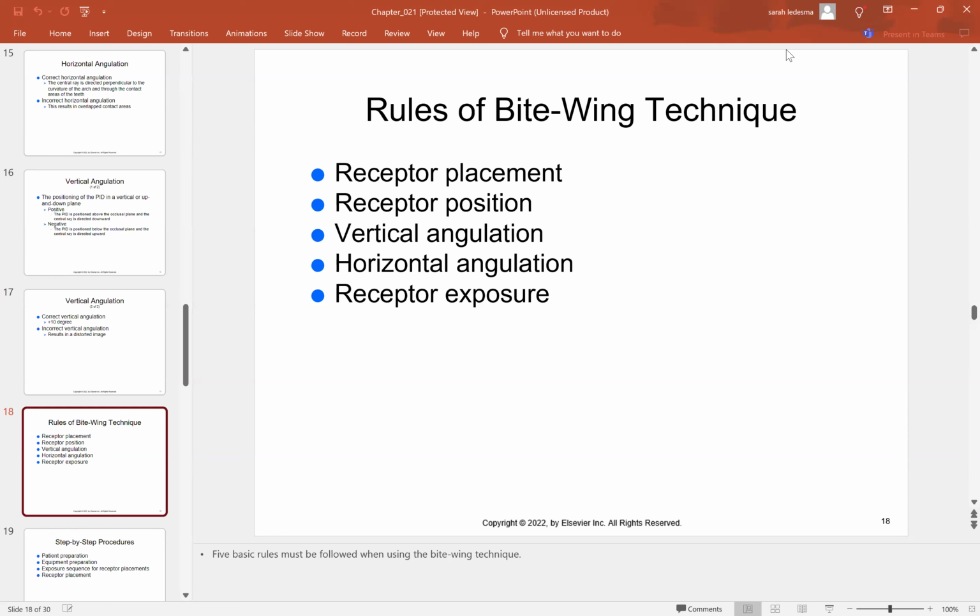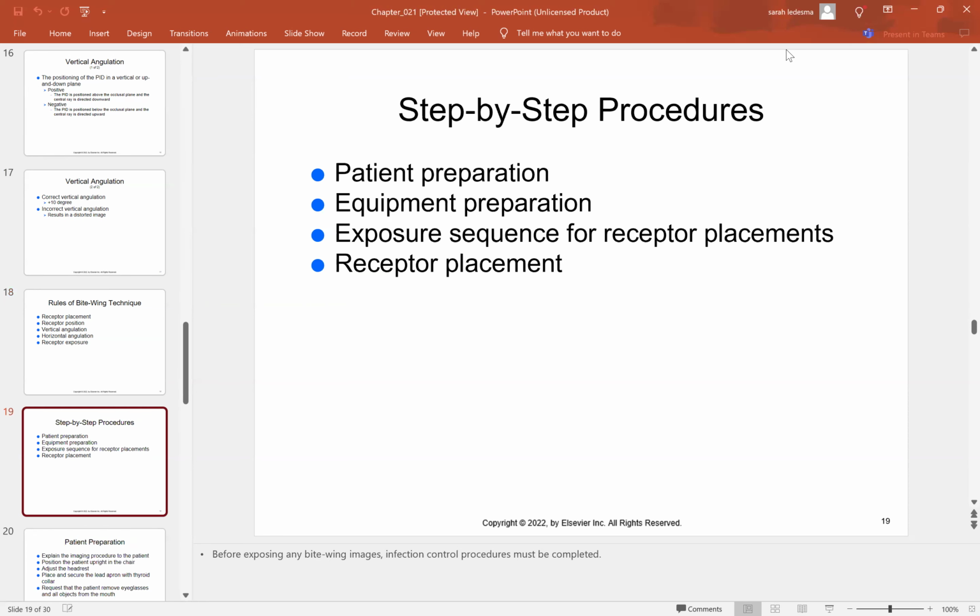Rules of bite wing technique include receptor placement, position, angulation of vertical and horizontal, and receptor exposure. Step-by-step procedures: patient preparation, equipment preparation, exposure sequence for receptor placements, and receptor placement.